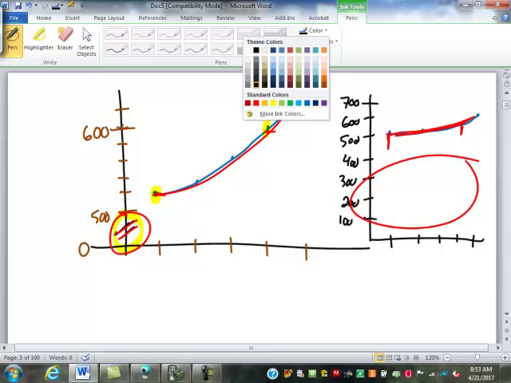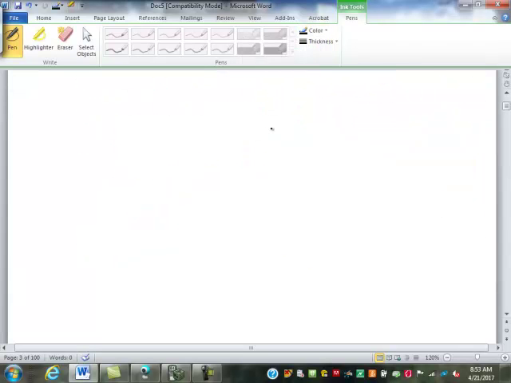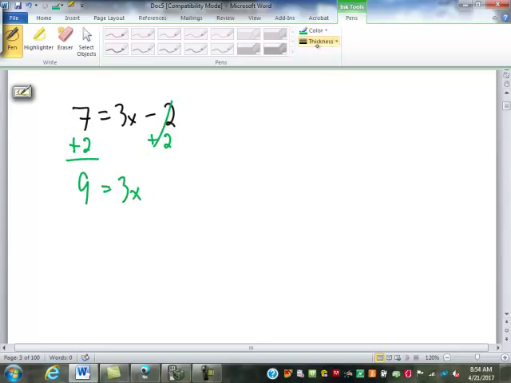Okay, so let's hit the next point. We have solved equations that look like this. 7 equals 3x minus 2. We solved it by doing what was the first thing we had to do? Add 2 to both sides. So 7 plus 2 is 9. Over here, the 2 is just gone. So we got 3x. Then what? Divide by 3. So the 3 is gone over here. 9 divided by 3 is 3. So x equals 3. Or 3 equals x.